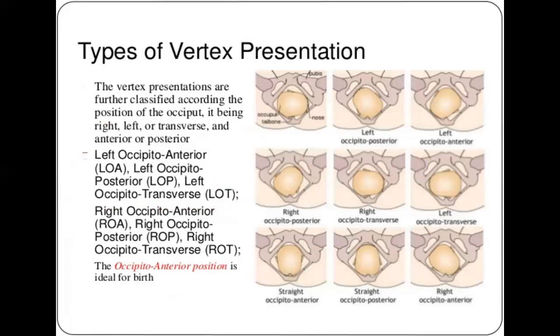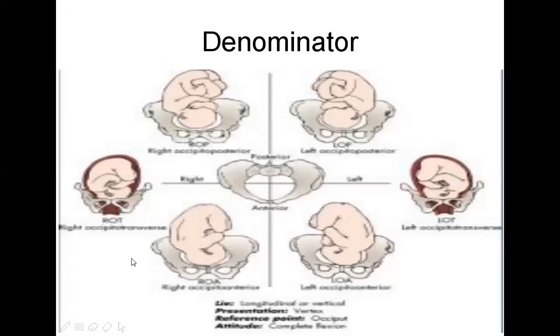Normally the presentation can be anything, that is, whichever part is present at the lower pole. The part which occupies the lower pole of the uterus is called the presenting part. The presentation can be anything. It may be cephalic or podalic, but the normal one is the cephalic.